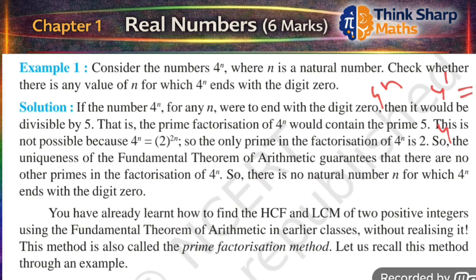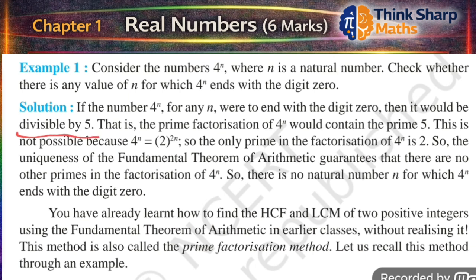4. 4 power 2 is what? 16. So like this, will any number end with 0, that they are asking. So see what solution they have given and how you have to write it in the exam. We will use the fundamental theorem of arithmetic here to solve this. If the number 4 power n, for any n, were to end with the digit 0, then it would be divisible by 5. This is a very important thing.